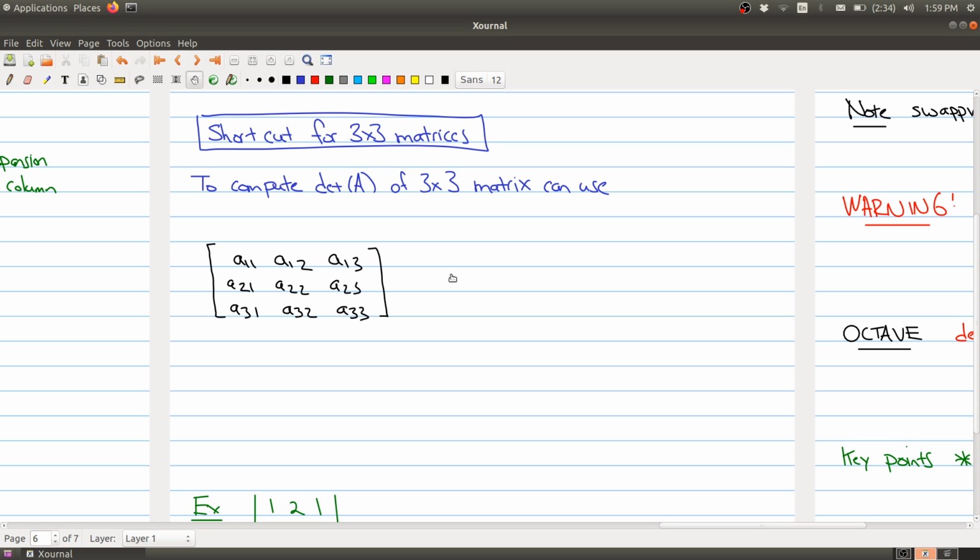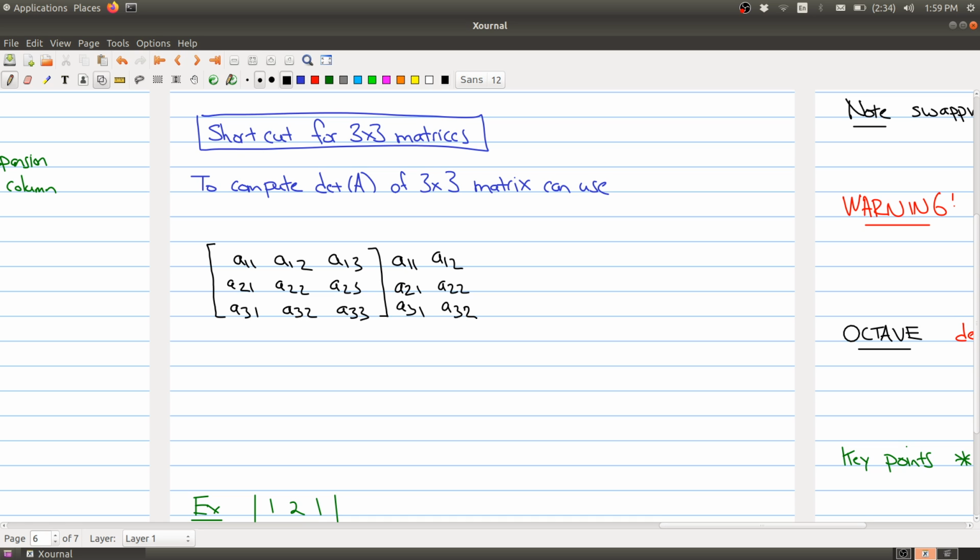So let's say that I gave you a 3x3 matrix and I've written it out over here, and then I've just written the entries like A11, A12, and so on. And now you want to compute the determinant. So the trick is, beside your matrix, just repeat the first column and then repeat the second column. Oh, that should be A32.